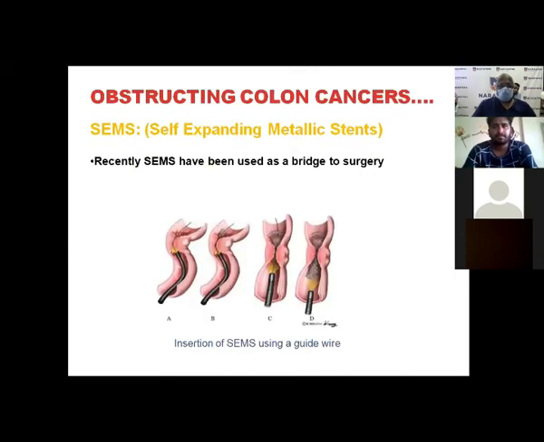These are the obstructive colonic cancers where you can put a self-expanding metallic stent. This is how it is being done. This can be for buying time if there is an obstruction without perforation. Before you take the patient for regular surgery, you send the patient for neoadjuvant chemotherapy or chemoradiotherapy, depending on the site of the lesion.